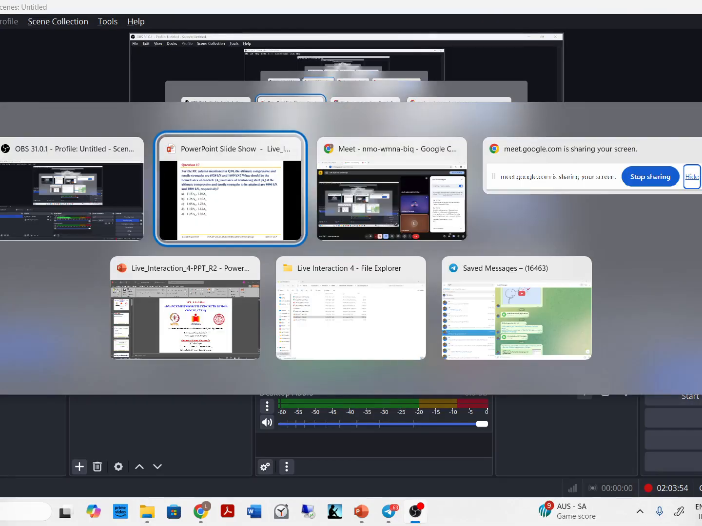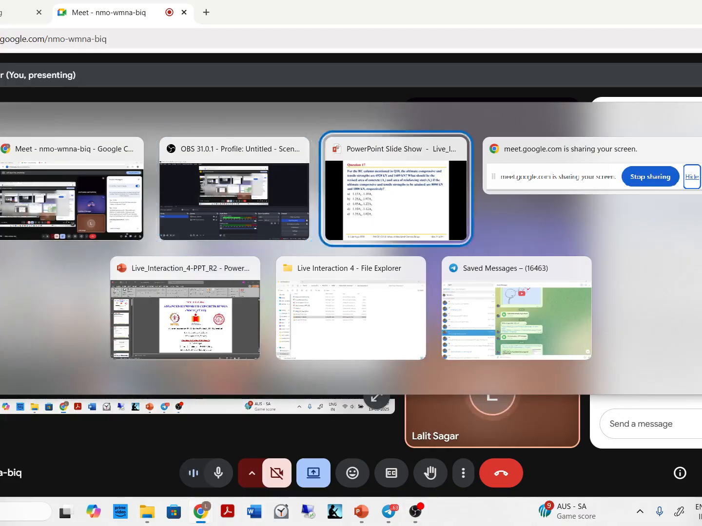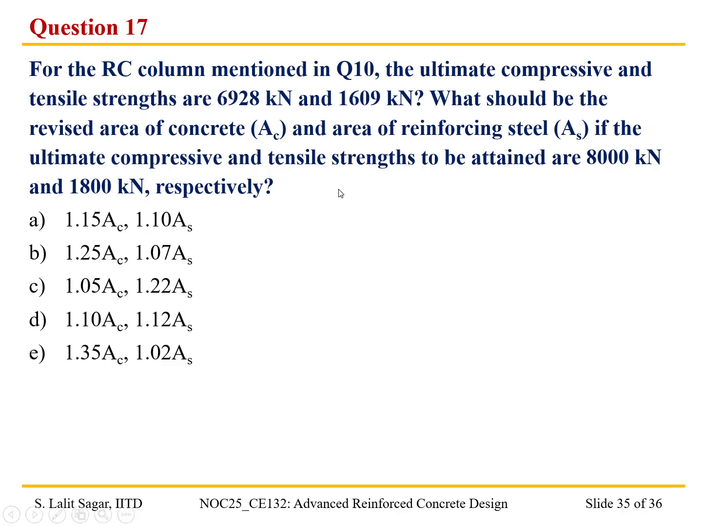Okay, so yes, let us do the problem quickly. For the RC column mentioned in the question 10, the ultimate compressive and tensile strengths are 6928 and 1609 kilonewton. What should be the revised area of concrete and the area of reinforcing steel if the ultimate compressive and tensile strength to be attained are 8000 kilonewton and 1800 kilonewton respectively? Okay, now let us quickly solve the problem together.